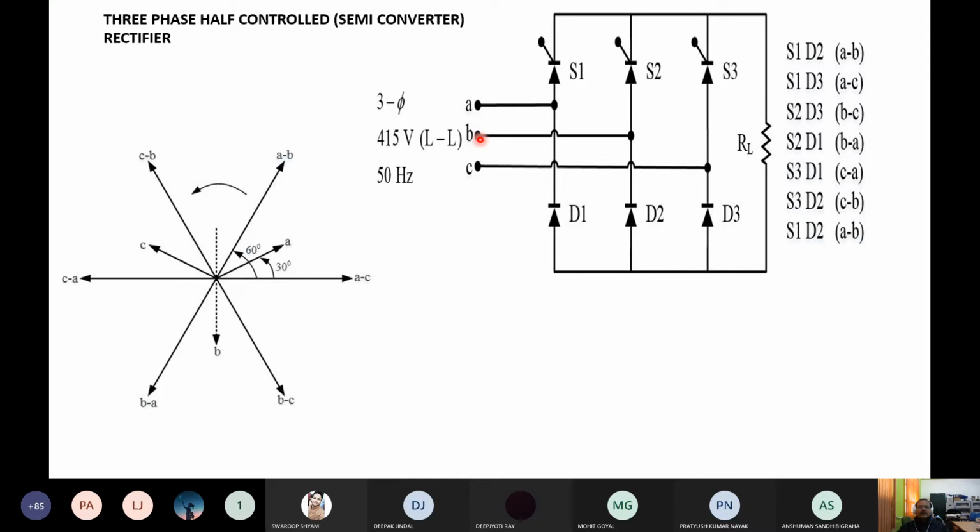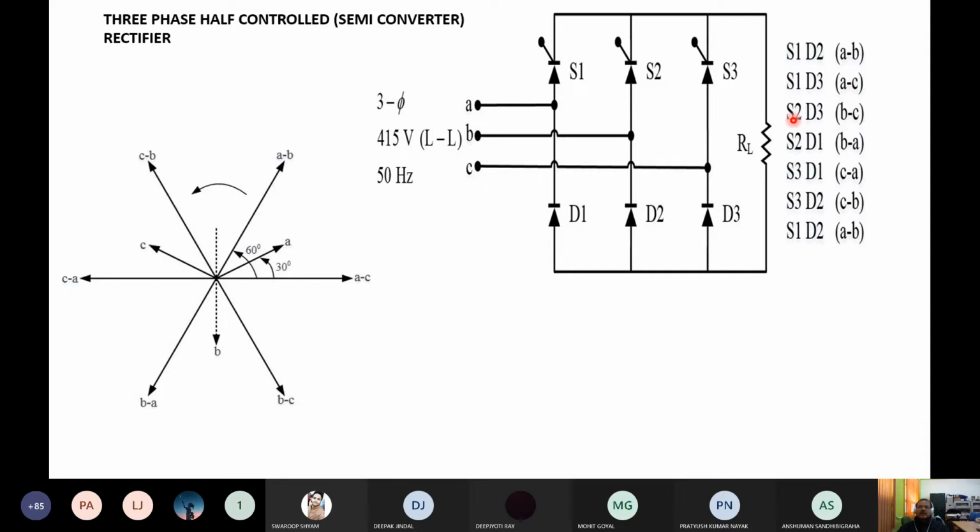After 60 degrees, A is still positive, so AC is maximum positive. The return path is C. Diode phase C is maximum negative, so D3 is maximum forward biased, and the current will shift from D2 to D3. After 120 degrees from here, S1 conducts for 120 degrees, 60 degrees here and 60 degrees here.